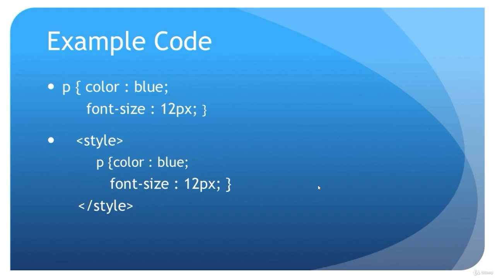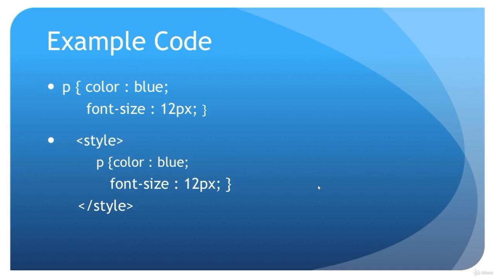Let's have a look at example code for CSS. We mentioned that we have external CSS, which is linking to an external CSS file and linking it to your HTML page. The first example, where we are styling the paragraph, is an example of external CSS. Only that can be located in your external CSS file, which will help change the color of your paragraph to blue and the font size to 12 pixels.